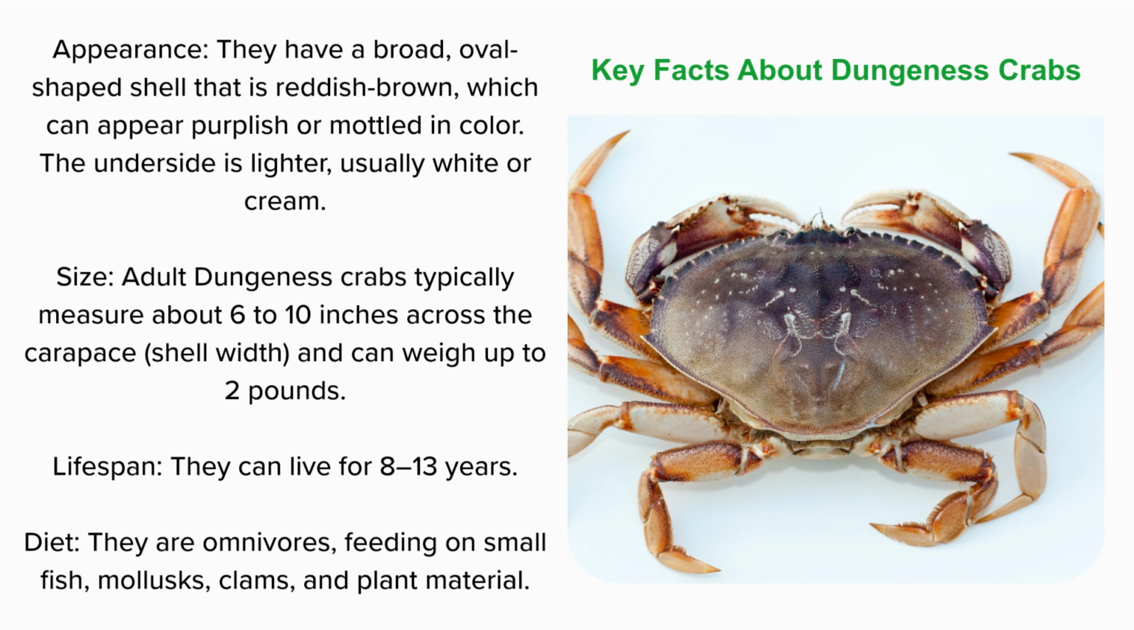Size: adult Dungeness crabs typically measure about 6 to 10 inches across the carapace, shell width, and can weigh up to 2 pounds. Lifespan: they can live for 8 to 13 years. Diet: they are omnivores, feeding on small fish, mollusks, clams, and plant material.